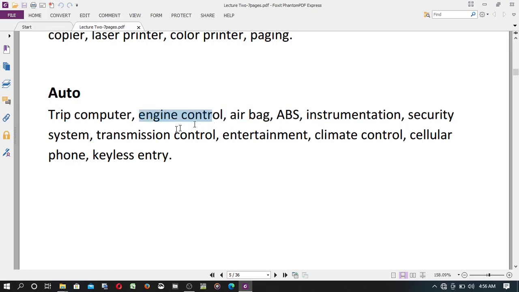Most of these electric cars that are manufactured now make use of microcontrollers to control the engines and all that. The airbags, ABS, instrumentation, security system, transmission control, entertainment, climate control, cellular phones, and keyless entries. Microcontroller can do all of these tasks, especially the 8051 microcontroller. So if you are given any of these projects to do as a school project, you can just take the 8051 microcontroller and do the job by programming it, as simple as that.